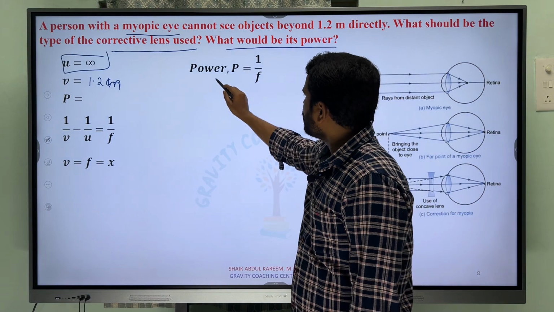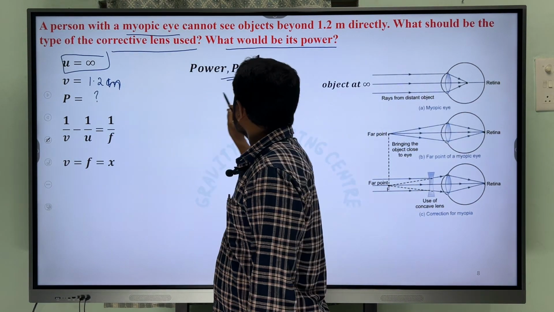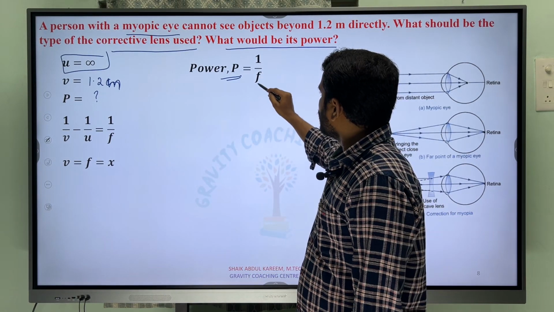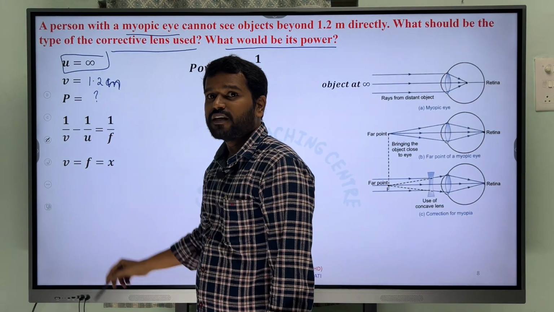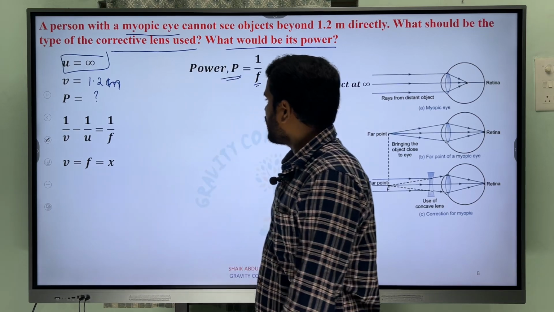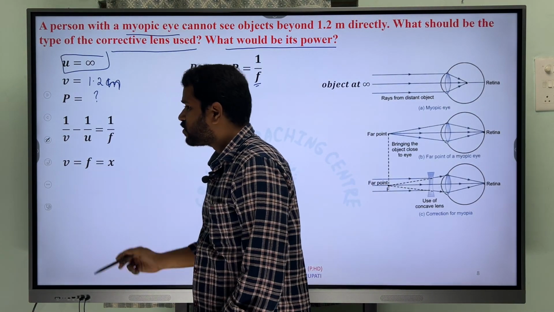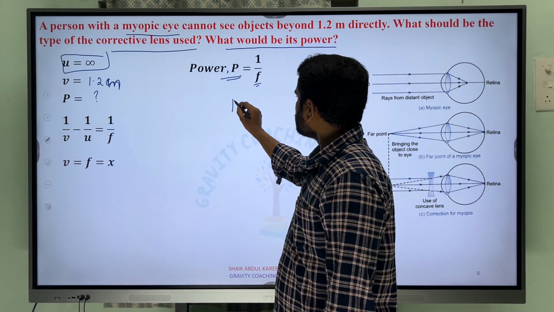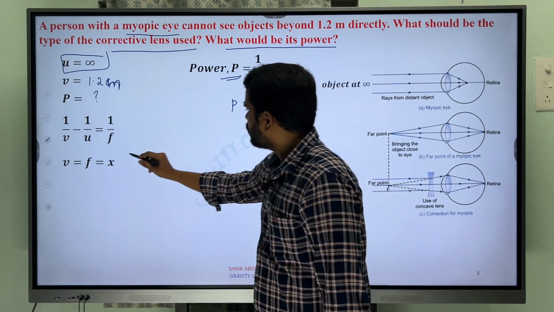Power is equal to how much? 1 by f, right? We have to find the power. So to find the power, what will we do? 1 by f, so from here the formula is there: 1 by v minus 1 by u is equal to 1 by f. Previously we have done, right? v is equal to f is equal to x. So just put here P is equal to 1 by f, which is equal to what?